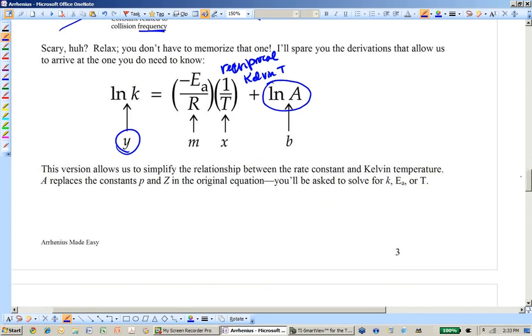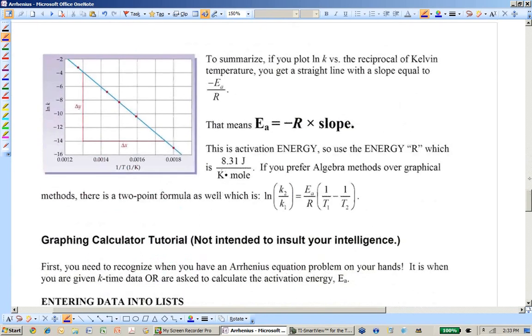So what this does is it allows us to simplify the relationship into our good buddy y equals mx plus b. See? Y equals mx plus b. And that constant A is replacing P and Z in the original equation, and you're going to be asked to solve for rate constants, activation energies, or temperatures. So here's the graph that we want to learn to construct swiftly, quickly, efficiently, expertly.